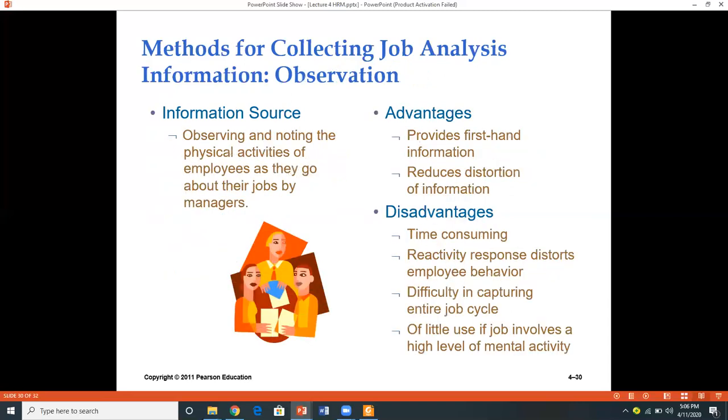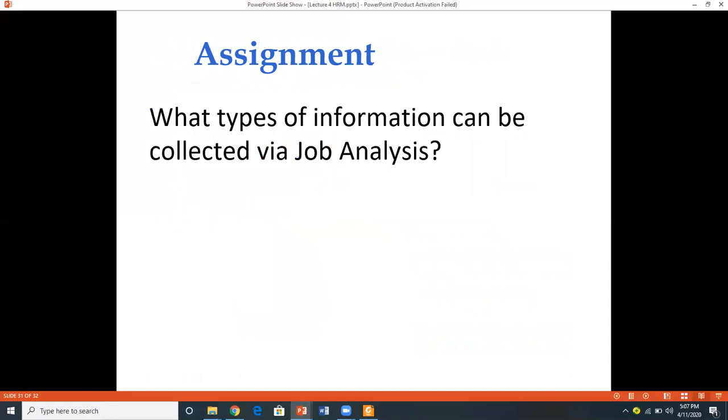Another method for collecting job information is observation. Information source: observing and noting the physical activities of employees as they go about their jobs, by managers. Advantages: provides first-hand information, reduces distortion of information. Disadvantages: time consuming, reactivity, where the response distorts employee behavior, difficulty in capturing the entire job cycle, and of little use for jobs involving a high level of mental activity.